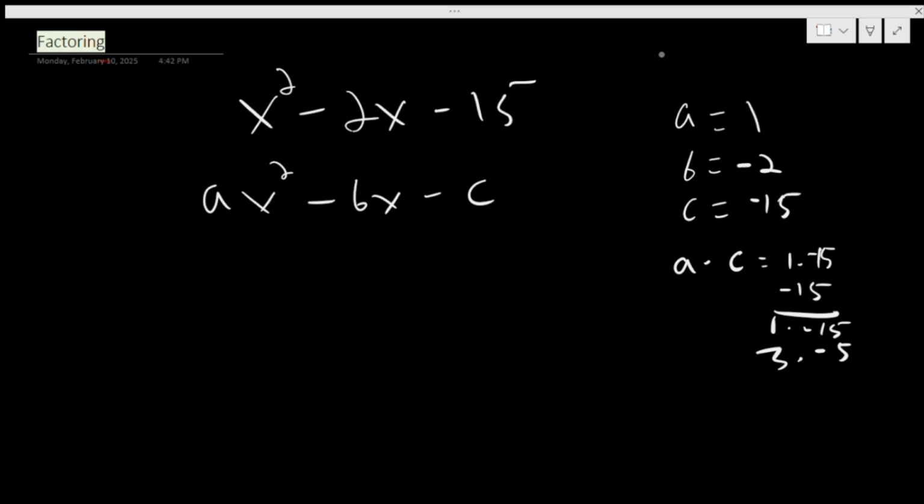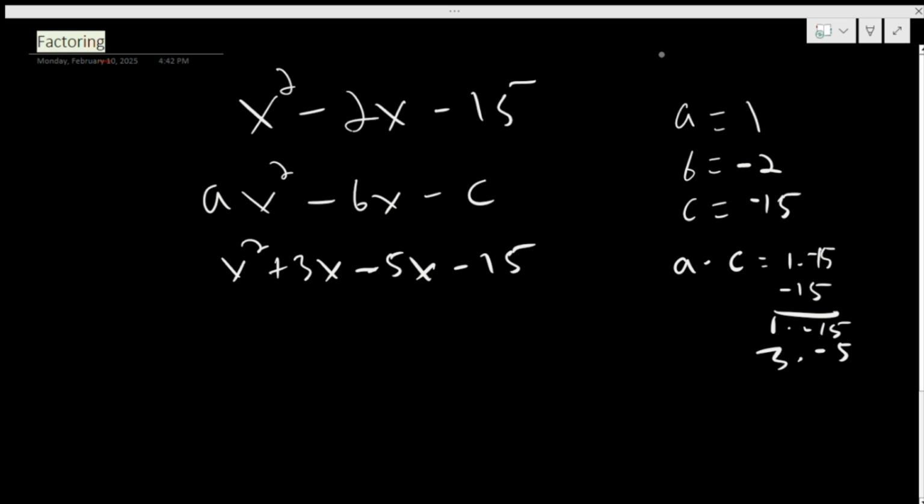So we have x squared plus 3x minus 5x minus 15. You see how plus 3x minus 5x equals -2x. Now we just have to keep it in this form, and we're going to factor by grouping.